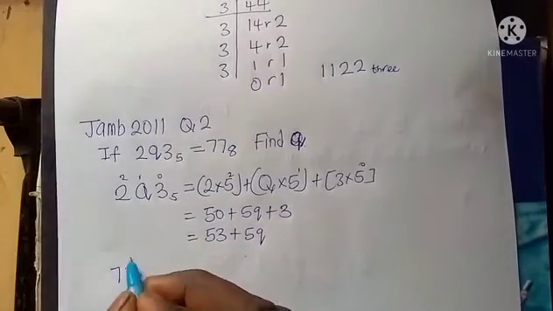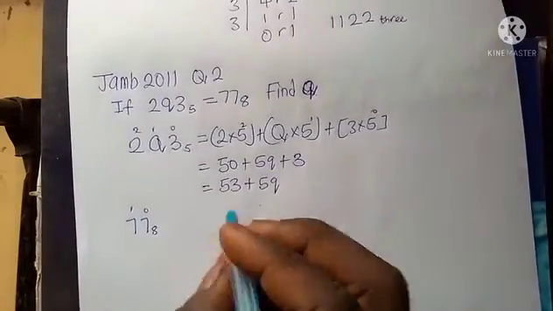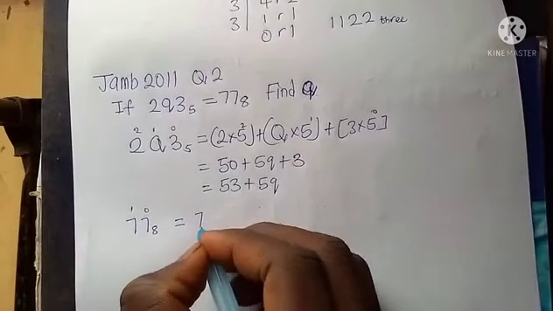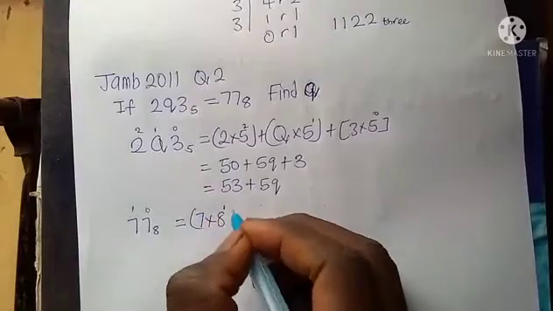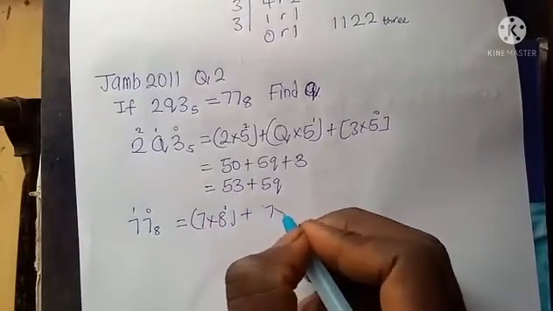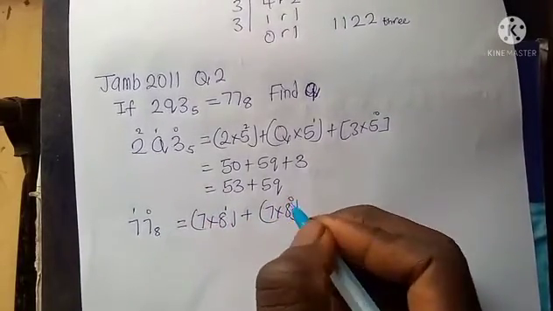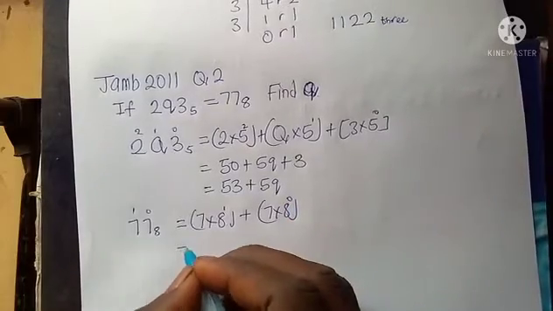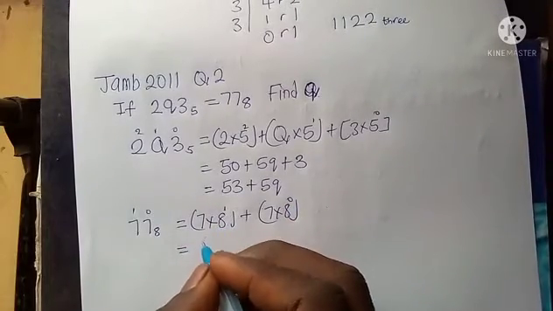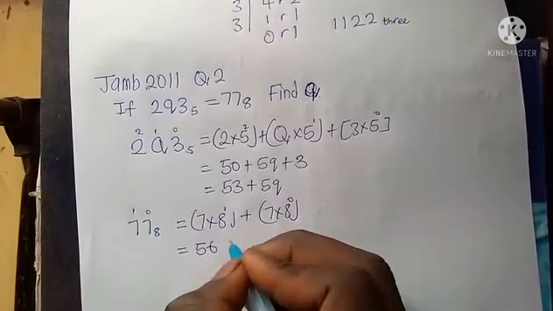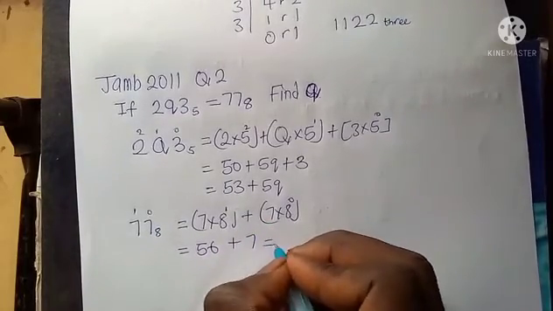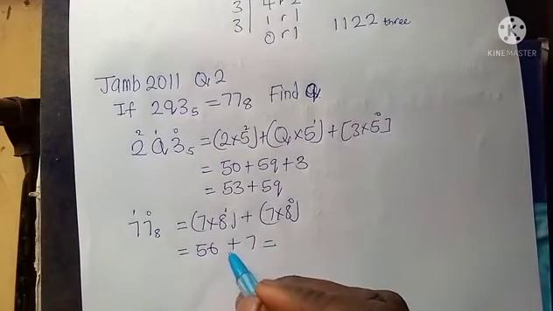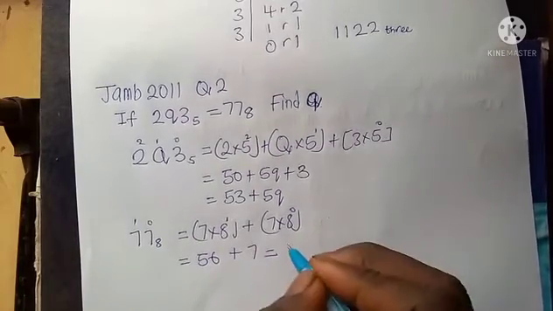77 base 8, place values 0, 1. So 7 multiplied by 8 raised to the power of 1 plus 7 multiplied by 8 raised to the power of 0. So this is going to give us 7 times 8 is 56, then plus 7, which is equal to 63.